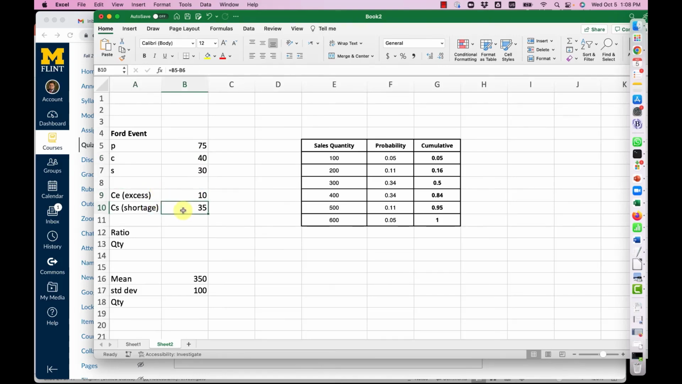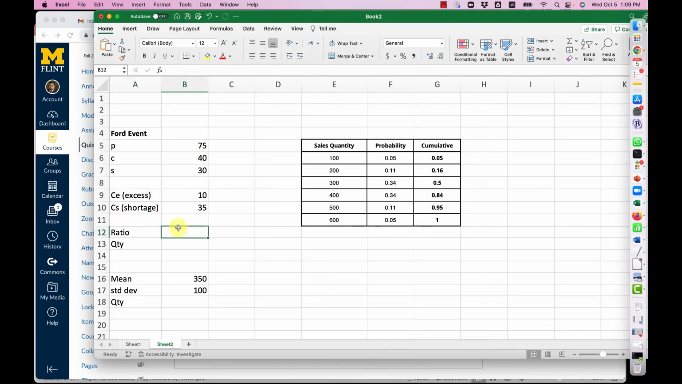And the cost of shortage, if I have one less car than I needed, well, if you had one less car than you need, then you sold one less car. So what is the loss of not selling a car? You sell for 75, you buy for 40, you make $35 profit on a car. You lost that profit because you didn't have that one car in stock. So the cost of a shortage is $35.